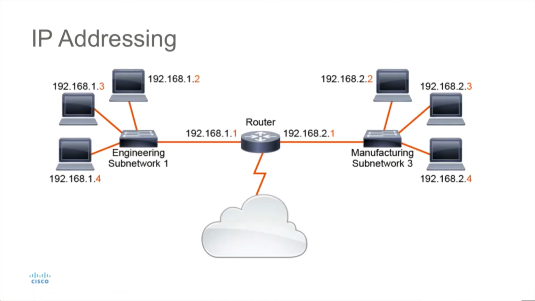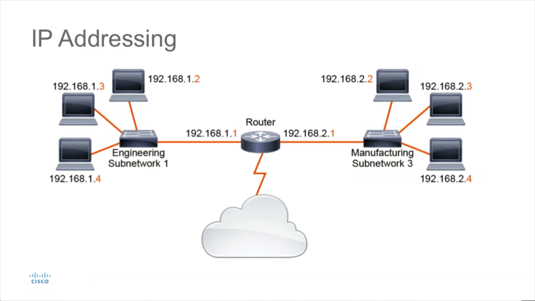Once we have an IP addressing scheme, we allocate IP addresses to our devices. All of the devices that reside on the same network are going to have a portion of the address that is identical. In this example, the engineering subnet is 192.168.1. Each host device is going to have a unique value, and that's why we have host number 2, number 3, number 4, and our router, which is the equivalent of a host on that particular subnetwork, with a value of 1.